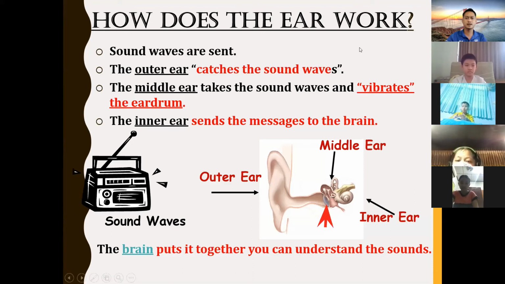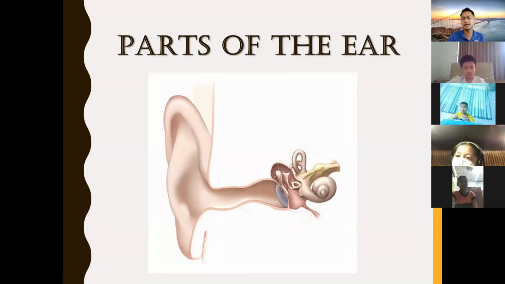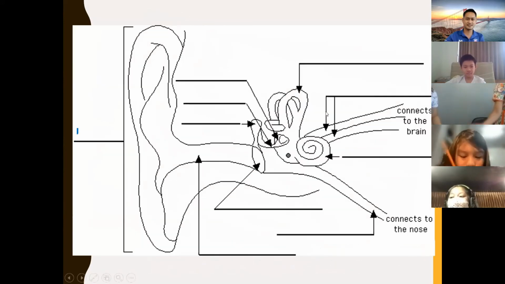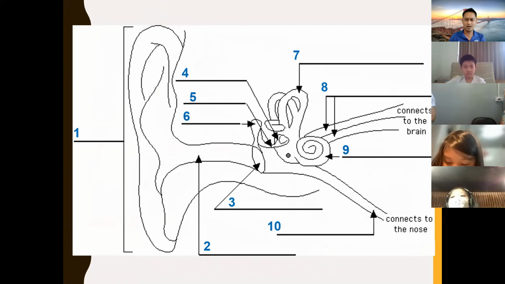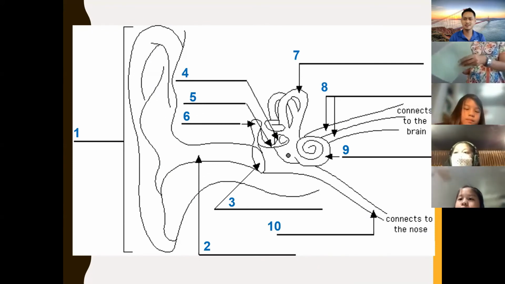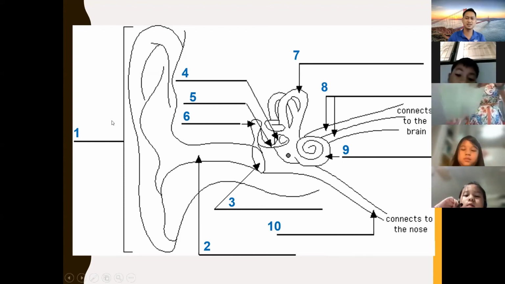Now let's go with the parts of the ear. Do you know? Yes, but I don't remember. You cannot remember. Okay. You studied before? Yes. Okay, me too. So we will study again. So there are how many parts? How many parts of the ear? Ten. Okay. Who can guess what is number one?